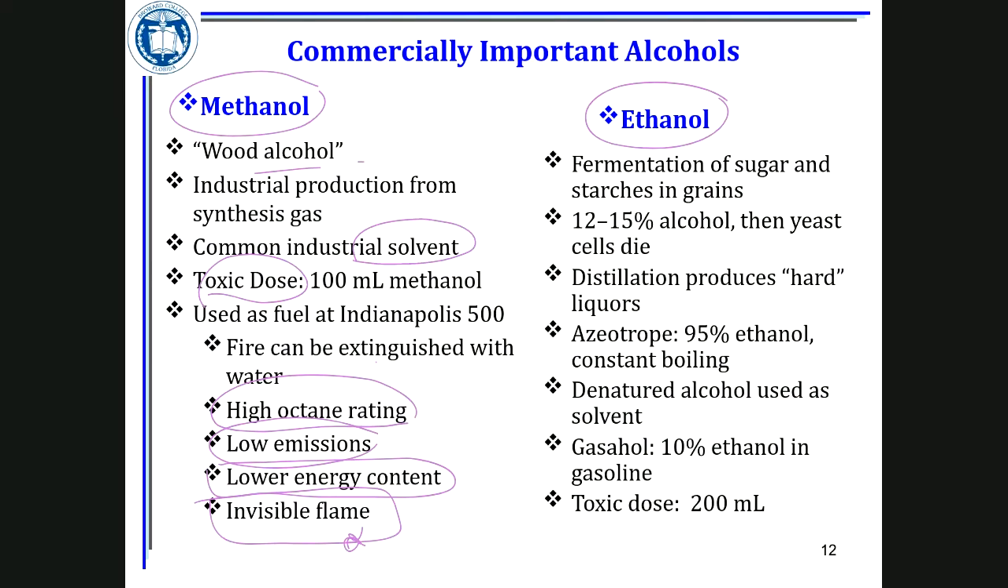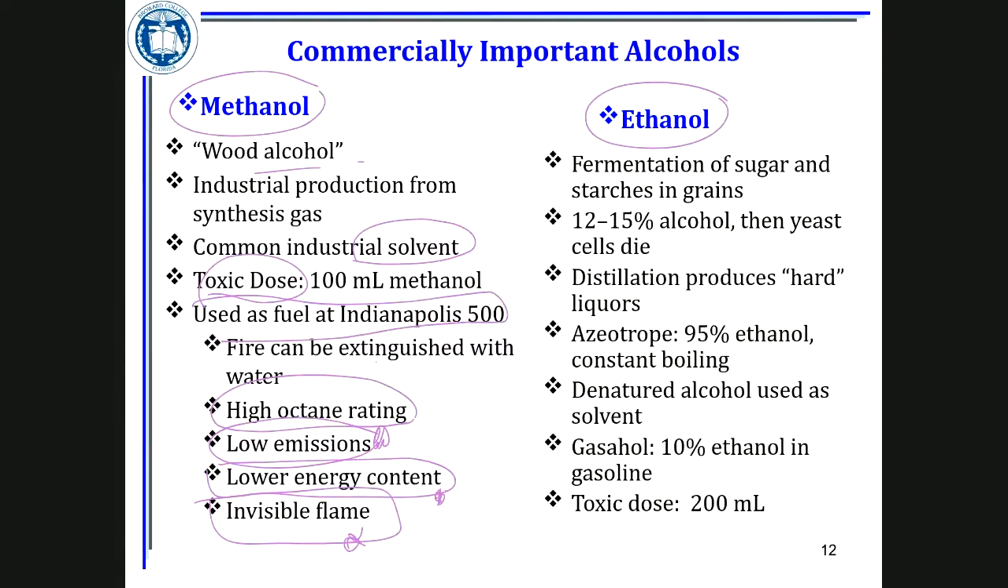The energy content is low. That means it's going to produce less energy. But still, if it has a high octane rating and low emissions, it would be good as fuel in a car, because the combustion of this compound is much easier than, let's say, gasoline itself, the mixture of alkanes. That's why it's used as a fuel in some states.